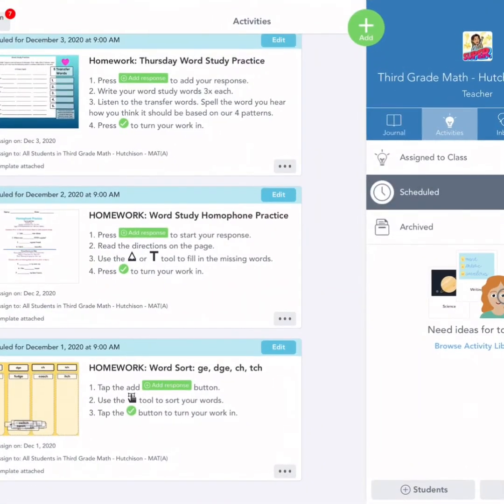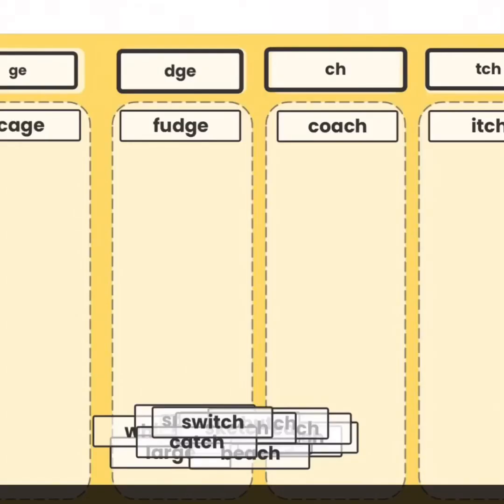Okay, on Seesaw, I don't have everything posted on here yet, but you will see everything posted on here by Monday morning by the time you're watching this. So your first activity you can see is the homework word sort for our patterns this week, which are GE, DGE, CH, and TCH. So let me go ahead and show you this activity. And we have done word sorts in class many times, so you know what to do with these.